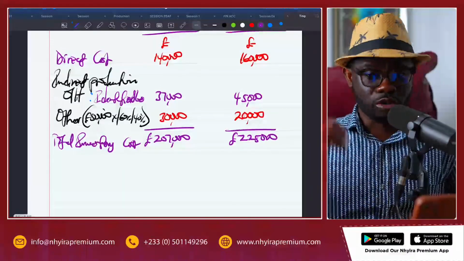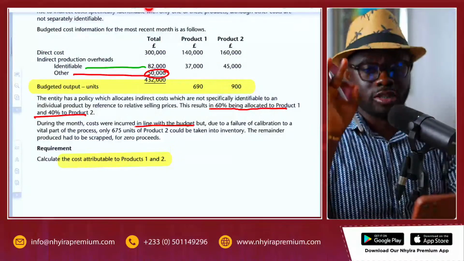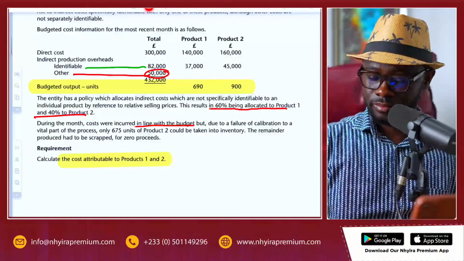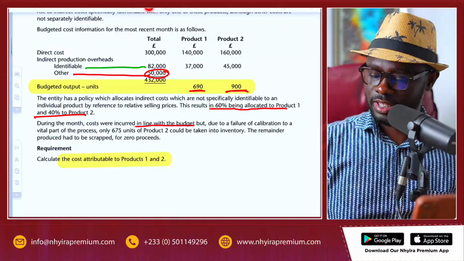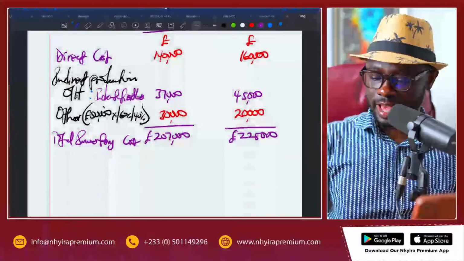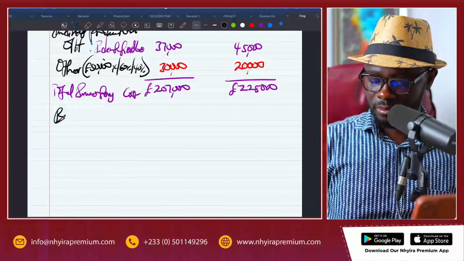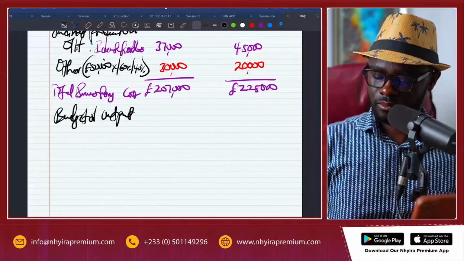Okay, that's total. But we can get the cost per unit. And so per unit, we have 690 and 900. So let's bring in the budgeted output. 690, 900.